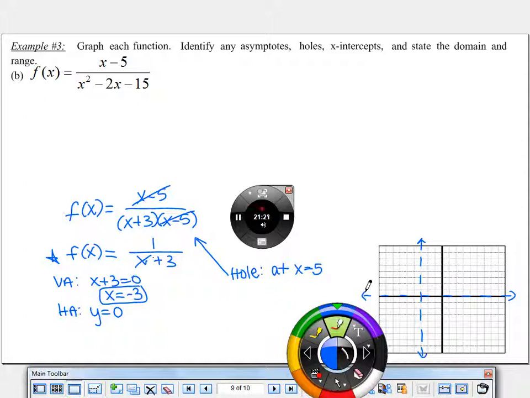So because there's a horizontal asymptote, I don't have to go looking for an oblique asymptote. So I've covered vertical asymptote, horizontal asymptote, oblique asymptote. I already marked a little thing for me to remember about my holes. And then x-intercepts.